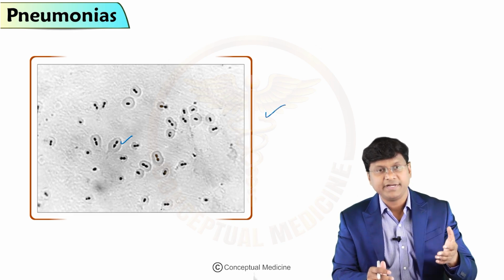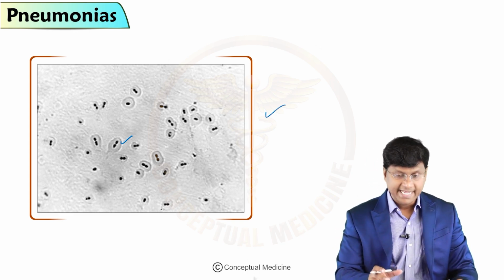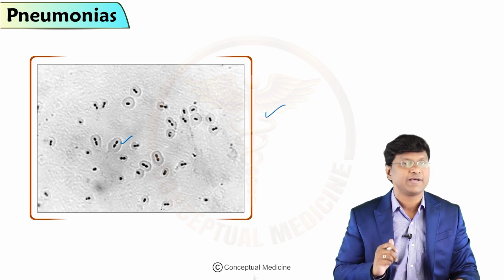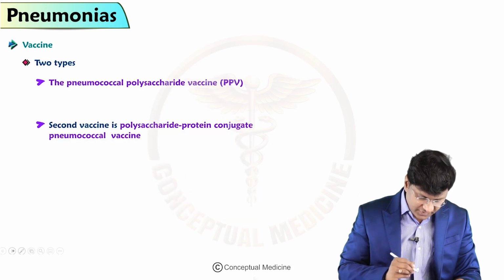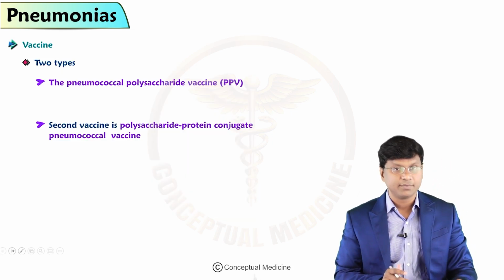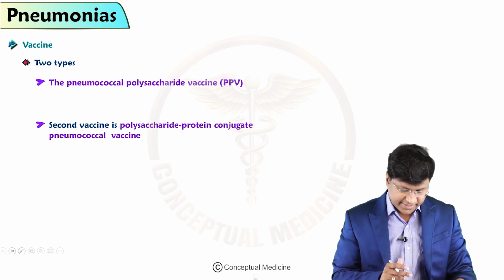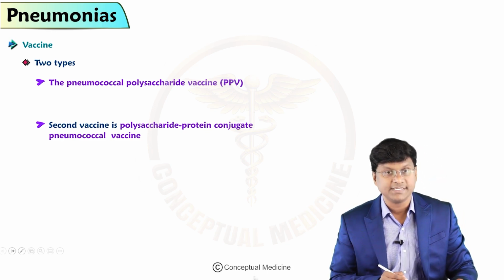So in order to prevent the development of this pneumococcal pneumonia, vaccines have been developed, and there are certain groups of patients who should take these vaccines. Now what are those vaccines? We have two types of vaccines. Number one, pneumococcal polysaccharide vaccine, and the second one is polysaccharide protein conjugate pneumococcal vaccine.